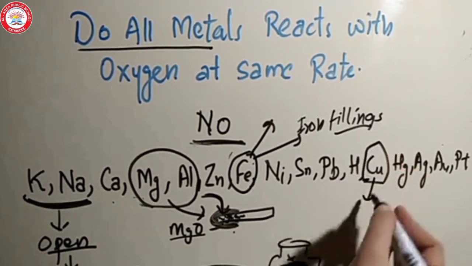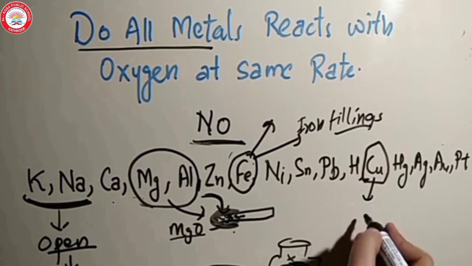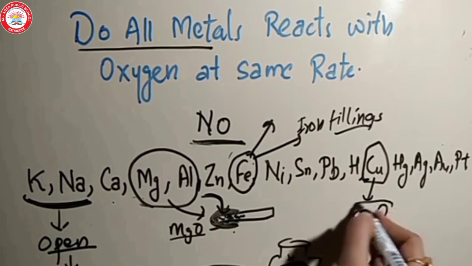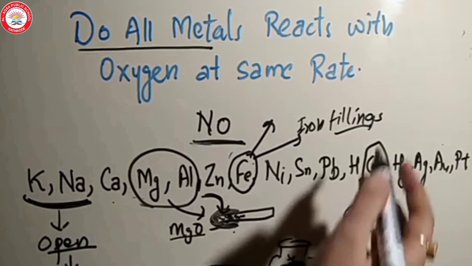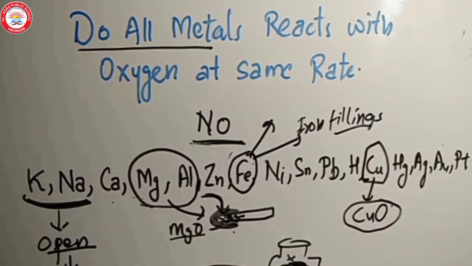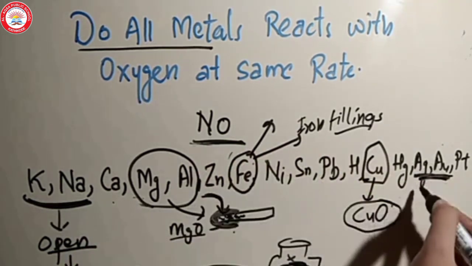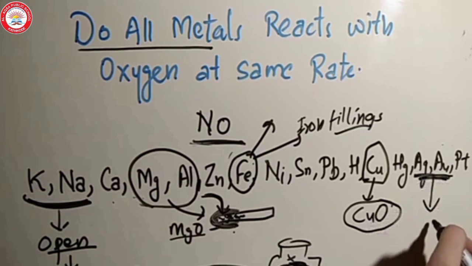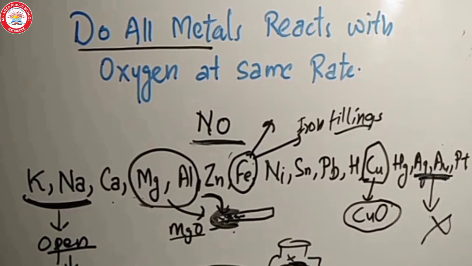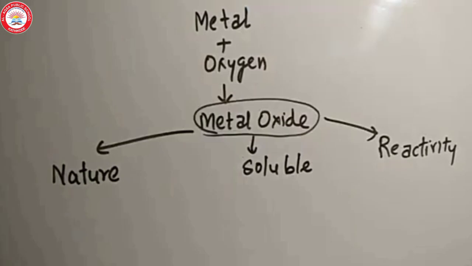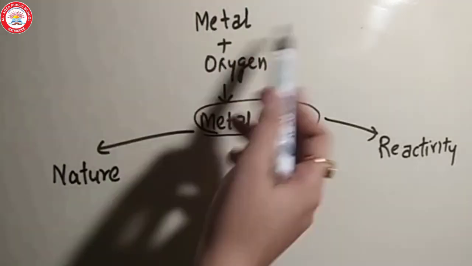And the next one is copper. Copper reacts with oxygen. We can see a black covering, that is copper oxide. Copper oxide is black in color. So a black covering will be there on the surface of copper. And the next ones are silver and gold. They will not react with oxygen, so we can keep them outside for a long time. So the reaction of metals with oxygen is not the same.